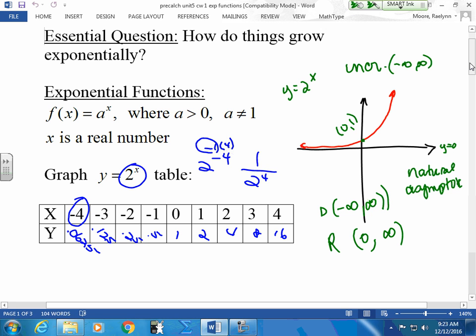Okay? Very, very basic. Now, if I use the next table, I don't want to move mine, but if I do y equals 2 to the 5th, all that says is this.